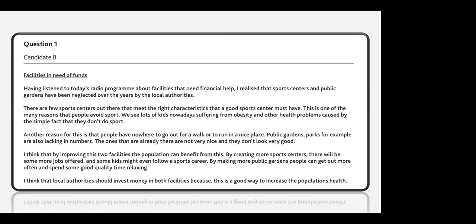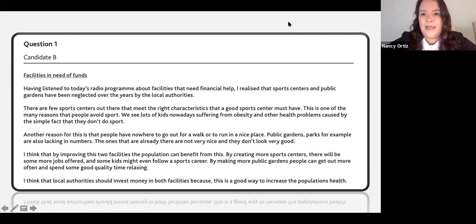I think that by improving these two facilities, the population can benefit from this. By creating more sports centers, there will be some more jobs offered, and some kids might even follow a sport career. By making more public gardens, people can get out more often and spend more good quality time relaxing. I think that local authorities should invest money in both facilities because this is a good way to increase the population's health.